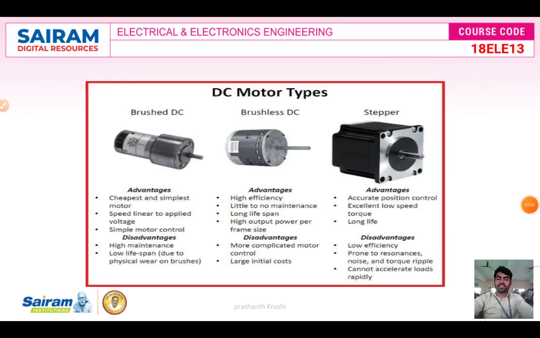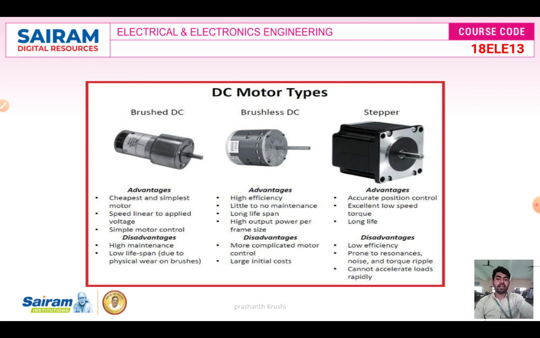Now special types of DC motor: brushed DC motor, brushless DC motor, and stepper motor. These kinds of motors are used in cars, printing machines, and Xerox machines. Advantages of the brushed DC motor: cheapest and simplest motor, speed linear to applied voltage, and simple motor control. The disadvantages are high maintenance required, low lifespan, and physical wear on the brushes.